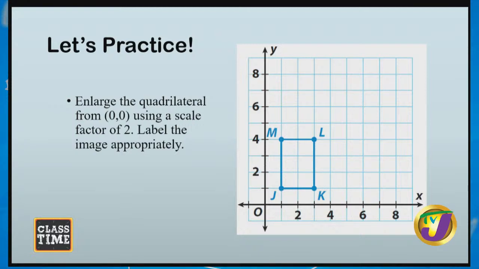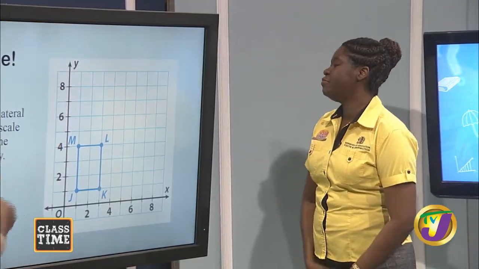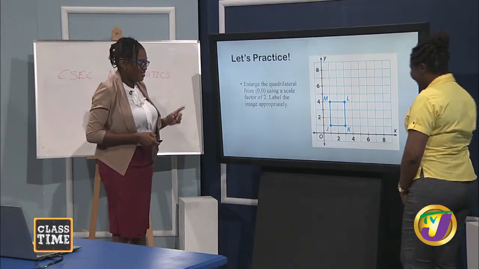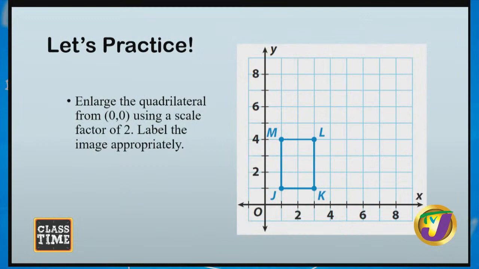So the scale factor is 2, greater than 1. I know that my image is going to be larger. Right. 2 times larger, in fact. That is true. All right, so again, we start off with the first letter in alphabetical order. So let's start off with J.